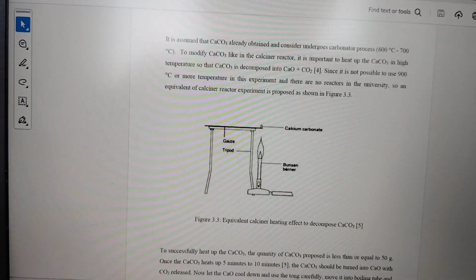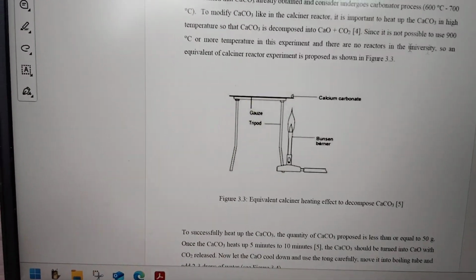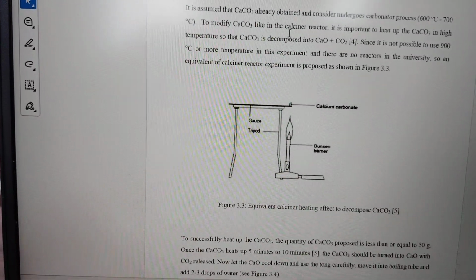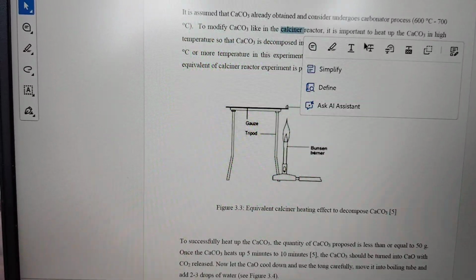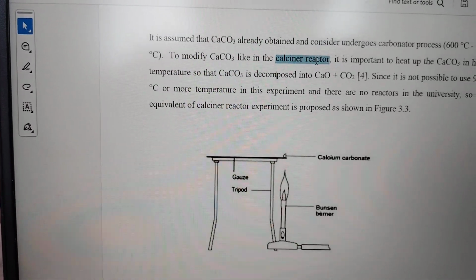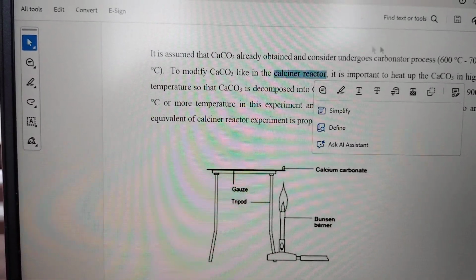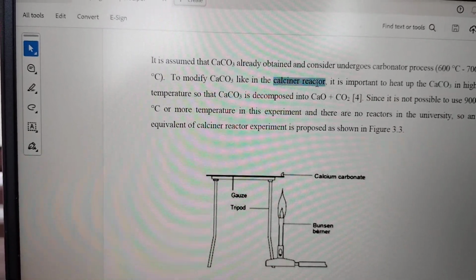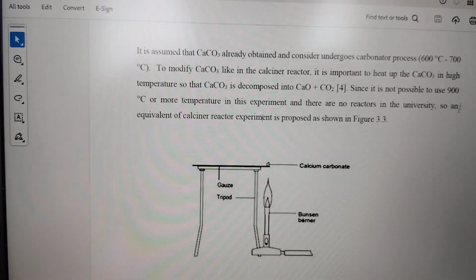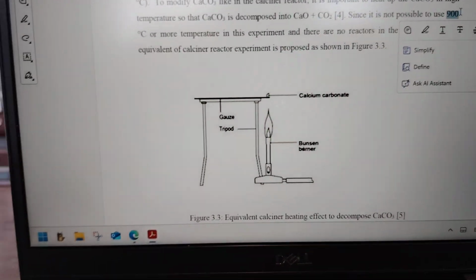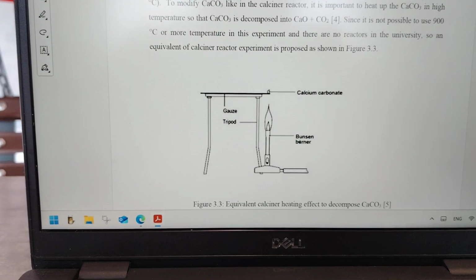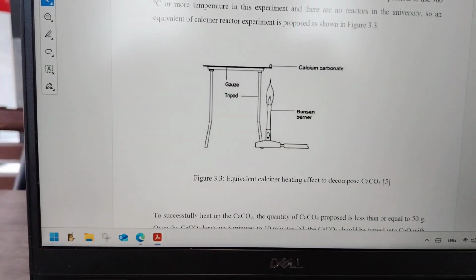And then you see the second reactor is called the calciner reactor. You can see from here: the calciner reactor is the one that decomposes the calcium carbonate. The calciner reactor requires very high temperature. If you look back at my progress report one, I put at least 900 and above. Now I assume that your university doesn't have this reactor, so I do an equivalent temperature study.